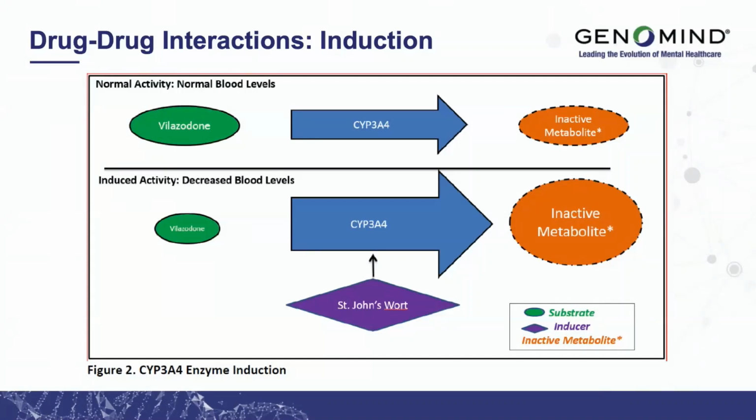So, enzyme inhibition versus enzyme induction. There are more enzyme inhibitors out there than there are enzyme inducers. Probably at least fourfold more inhibitors than there are inducers. So drug-drug interactions via enzyme inhibition are more common.